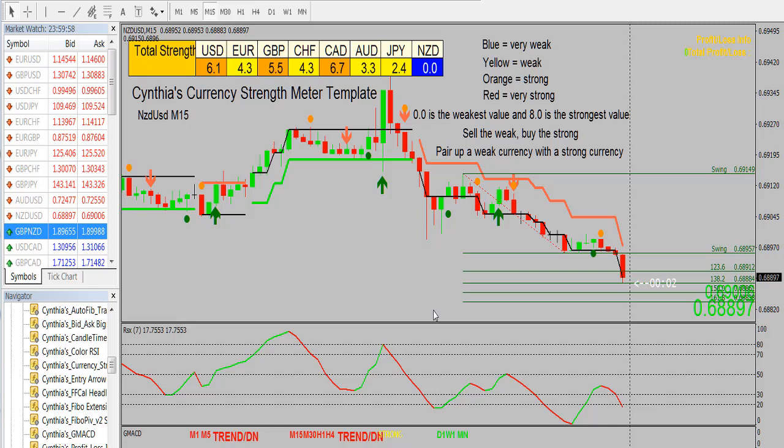Well, the easier and better way to find a tradable pair is to use a currency strength meter. And what it does is it shows you the value of 8 major currencies, and it's color coded and it has a numerical value system also. So I'm going to explain to you how to use it.